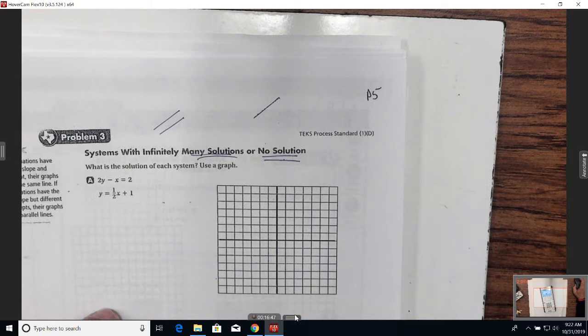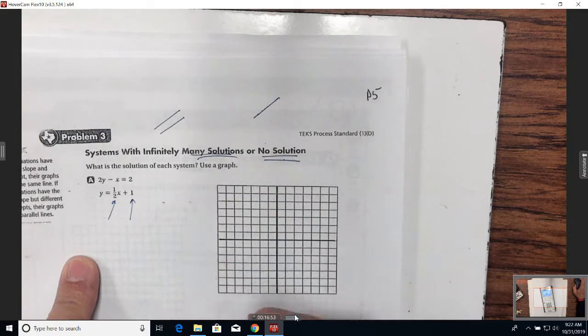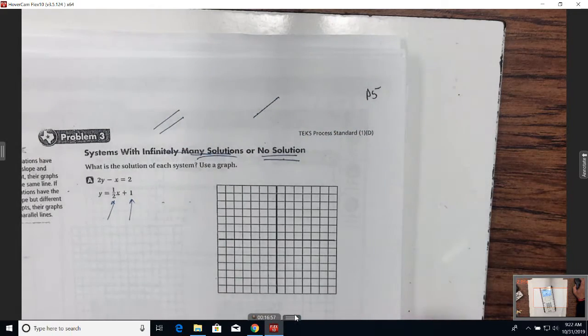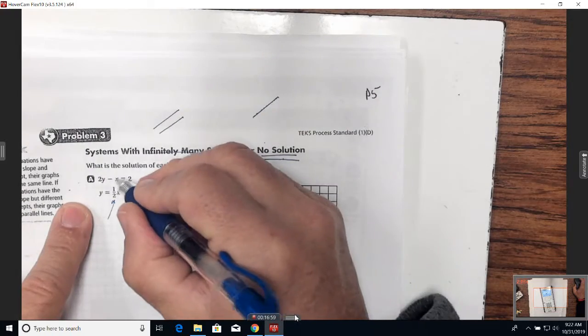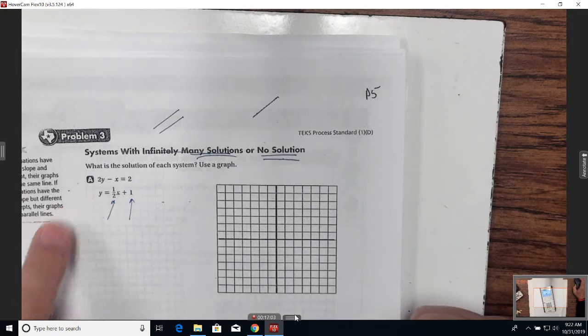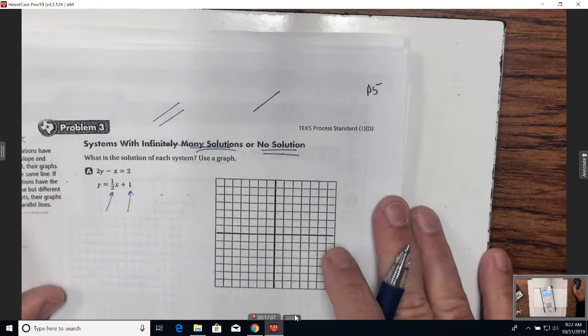So how do I know if these are infinitely many solutions or no solution? Well, I could simply put it in slope-intercept form and compare the slope and the y-intercepts. If the slope and the y-intercepts are the same, it has infinitely many solutions. If the slopes are the same and the y-intercepts are different, that means I have no solution. They'd be parallel. So I'm going to show you how to do it pencil and paper.